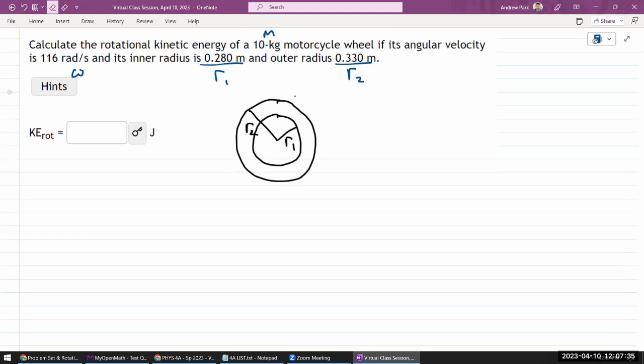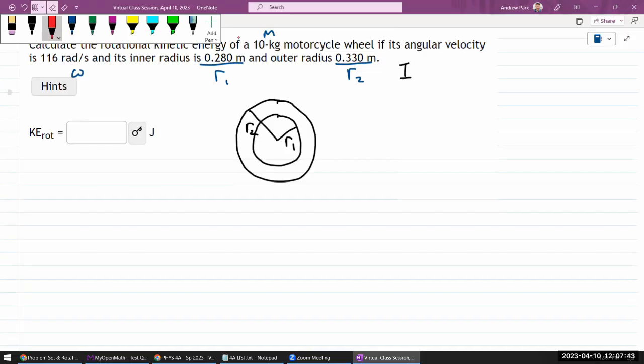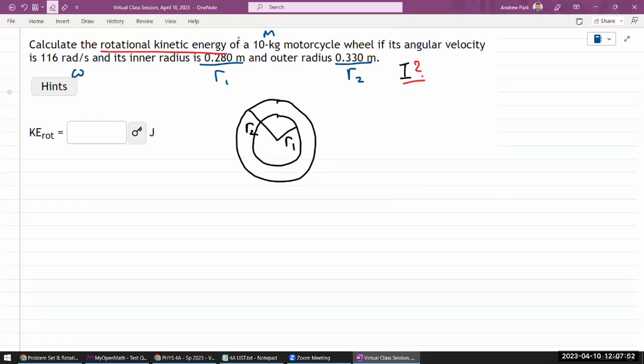In this question, they didn't give you the rotational inertia. So rotational inertia is one of the things that you will have to find in the course of answering a question like this. And they are asking for rotational kinetic energy.